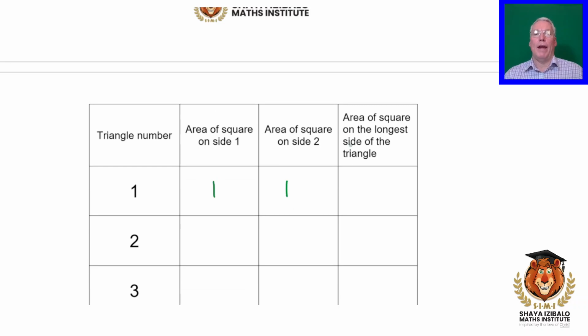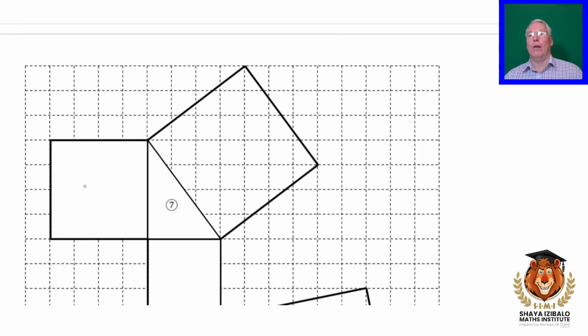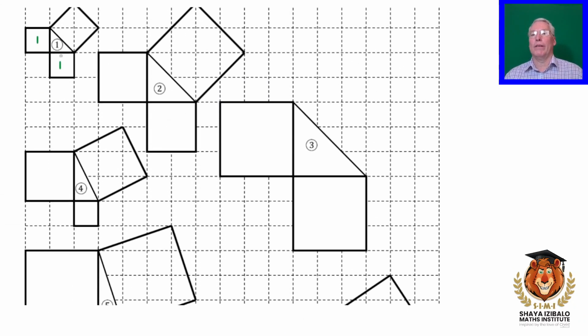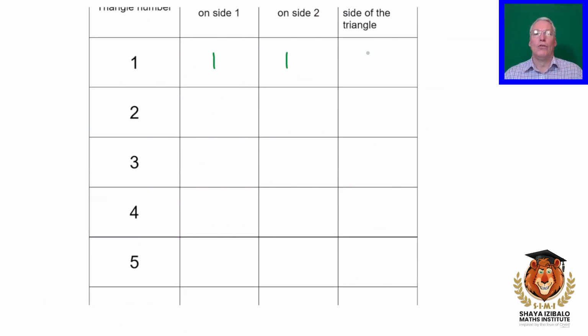1 and 1. And then the area of the square on the longest side of the triangle. Now the longest side is this side. So now we want the area of this square, okay? It's made up of half a square, half a square, half a square, a square, and half a square. 4 halves, it's actually 2. Right, so we're going to write down 2.